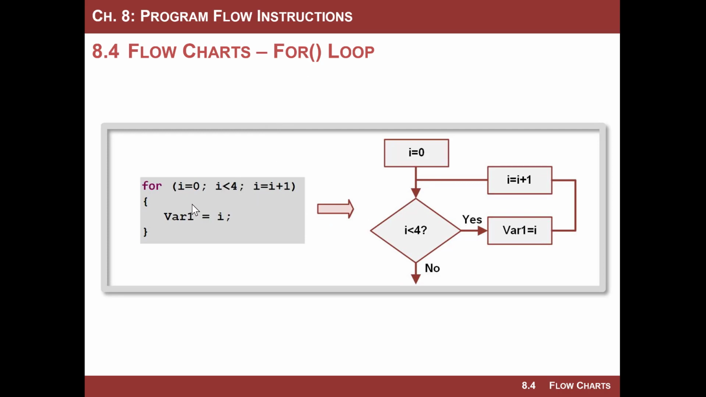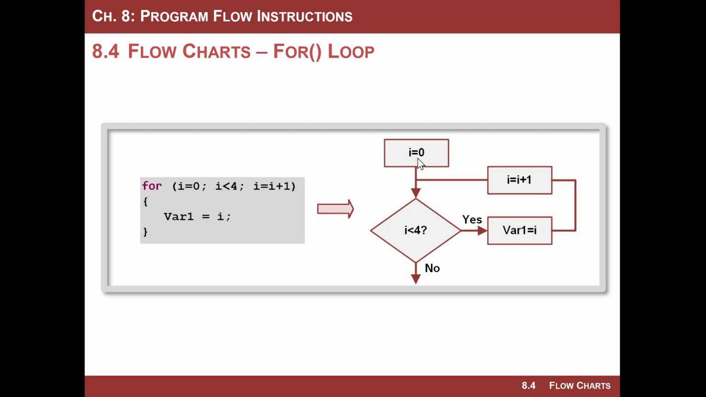Okay, another one, for loop. So let's think about this for loop. You're going to have a loop variable I. It's going to start at 0. Each time through the loop, it's going to increment by 1, and you'll stay in the loop as long as I is less than 4. And then each time through the loop, you'll assign var1 the value of the loop variable.